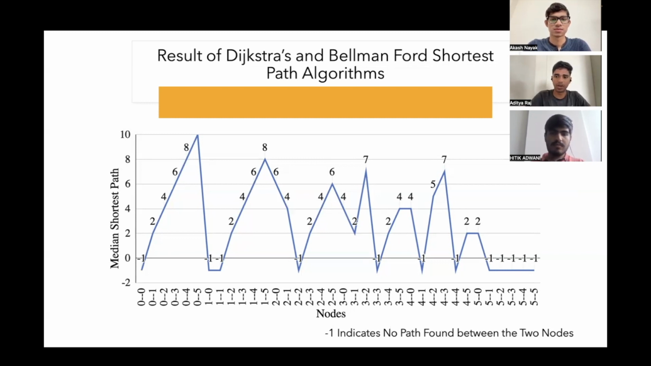So in this way, we were able to efficiently do 36 calculations with just one program. And you can see the result of this median in this graph. And we have calculated for every node. -1 indicates that there is no path found between the nodes.